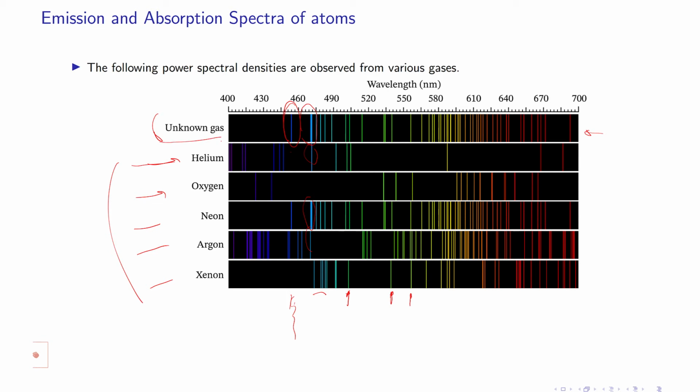this unknown gas. So the power spectral density, PSD, of the emitted light from the gas could tell you what the composition is.